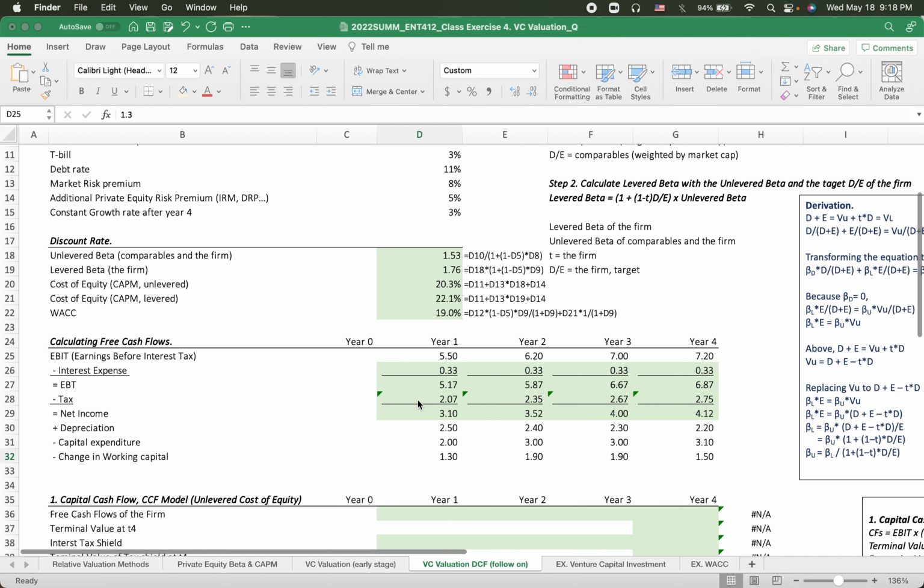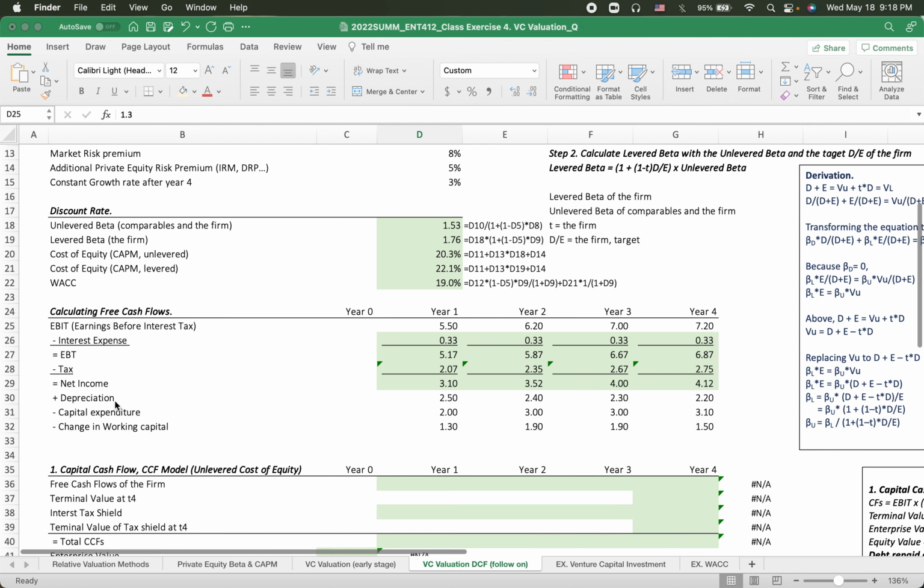In the last video clip we discussed how to calculate the unlevered beta and levered beta, and how to convert from the levered beta of the comparables to the levered beta of the firm with its unique capital structure. Then we got the cost of equity, levered and unlevered, and the weighted average cost of capital. And then we discussed how to calculate cash flow in general.